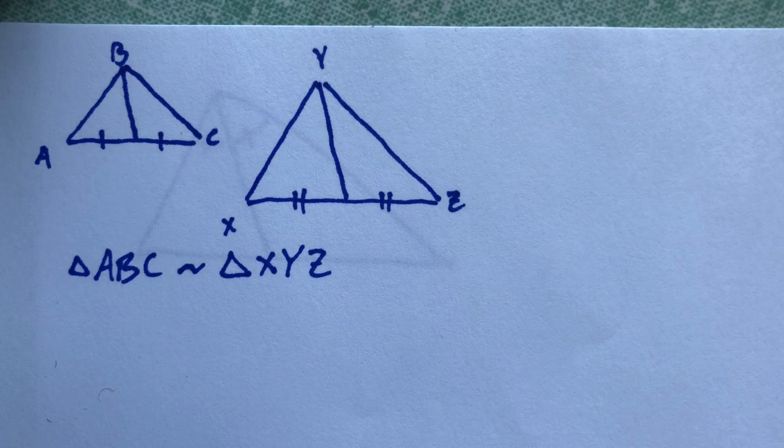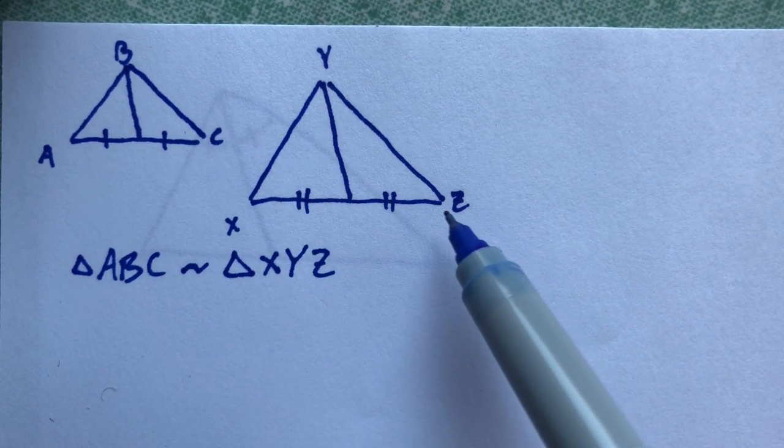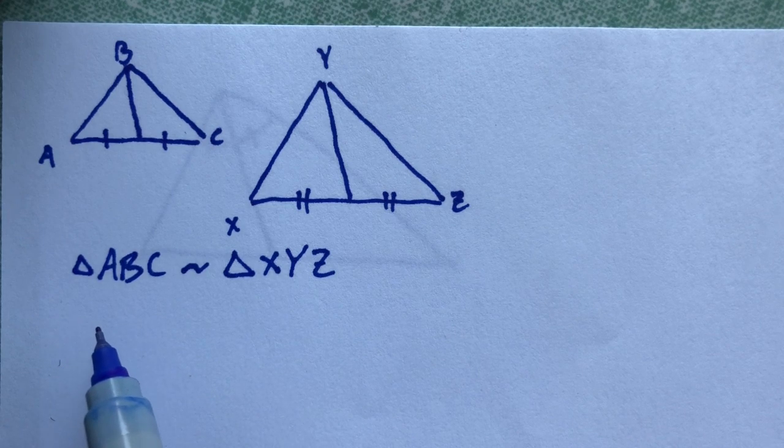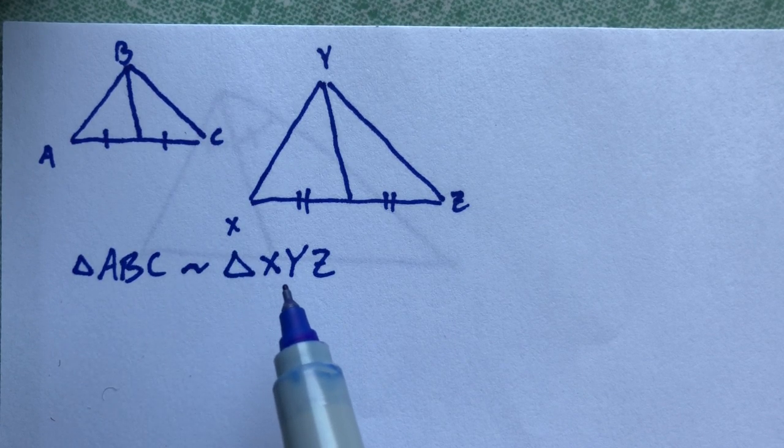In this video, we're going to talk about parts of similar triangles and how those parts are also proportional in the same way that the sides are. So we'll start with medians. So we've got triangle ABC is similar to XYZ. Right here we've got our similarity statement written out. Triangle ABC is similar to triangle XYZ.